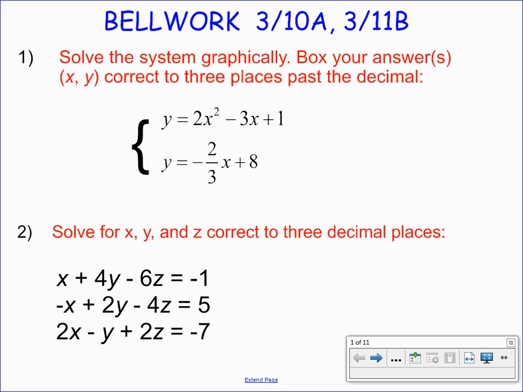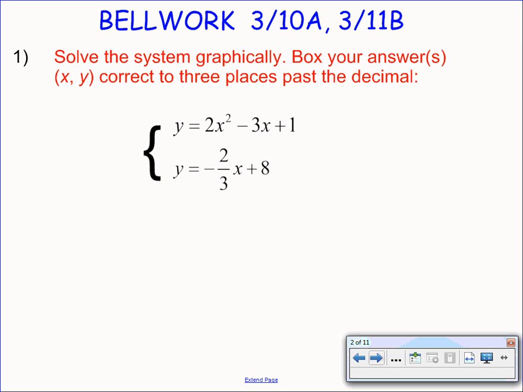Thank you. Let's take a look at today's Bellwork exercises. Today's Bellwork, you'll be allowed to use the graphing calculators and their built-in functionality in order to solve a system graphically where we have a non-linear component at this stage, as well as a 3x3 system. So let's take a look at each of these.